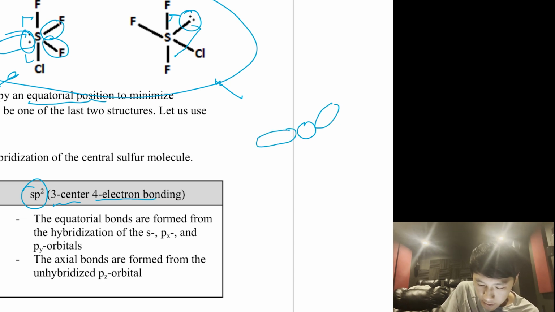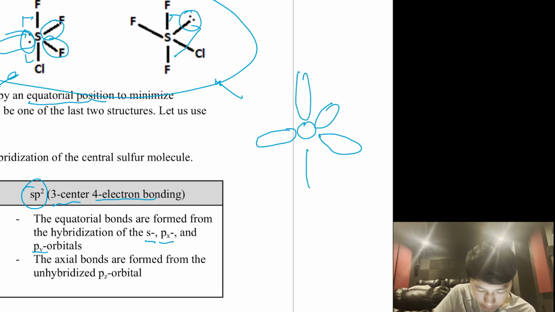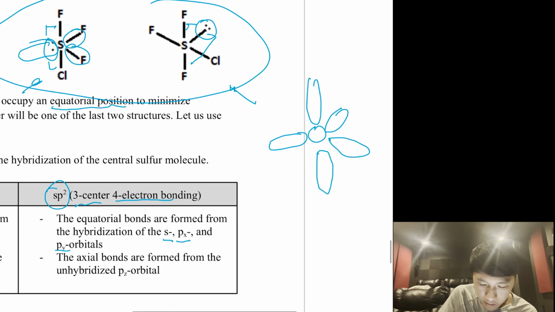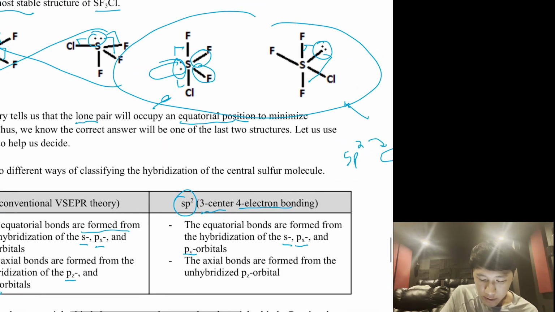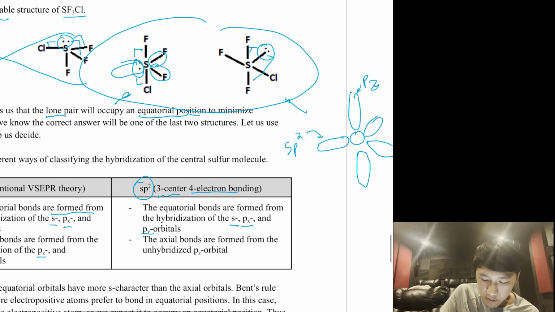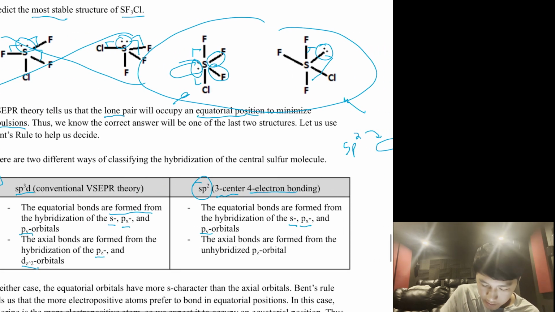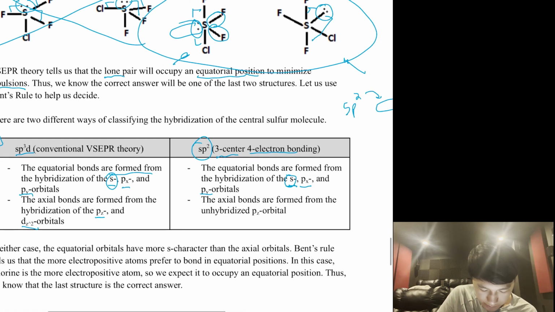Regardless, the way we do it is saying the equatorial bonds, like here, all lying in the same plane, are formed from the hybridization of the s orbital, the p sub x orbital, and the p sub y orbitals. And then the axial bond is actually formed from the unhybridized pz orbital. So here's pz right here, and then these are the sp2s. So in either case, we notice that the s character is only found inside of the equatorial bonds, right? So here, here, and here. So it doesn't matter which interpretation we use.